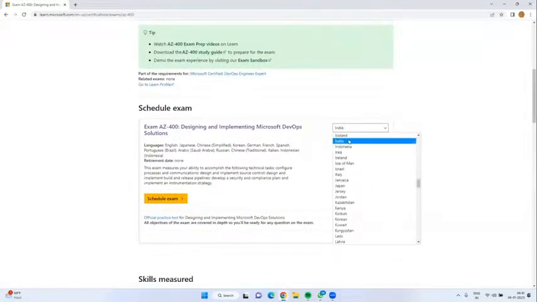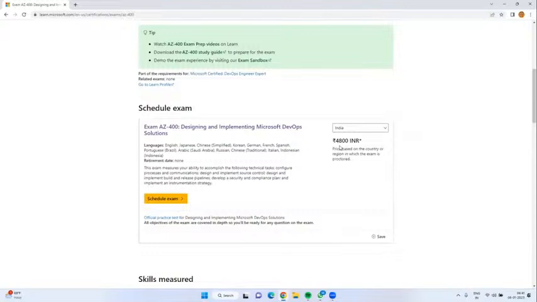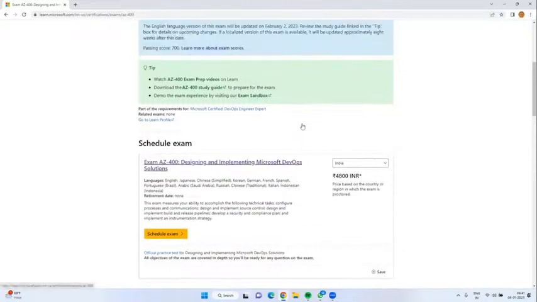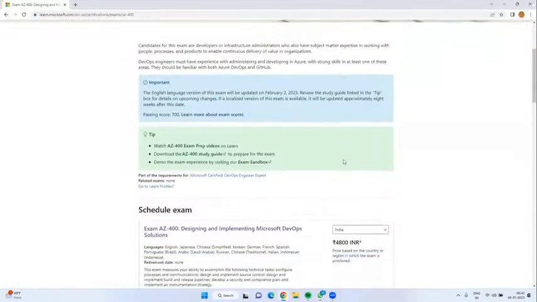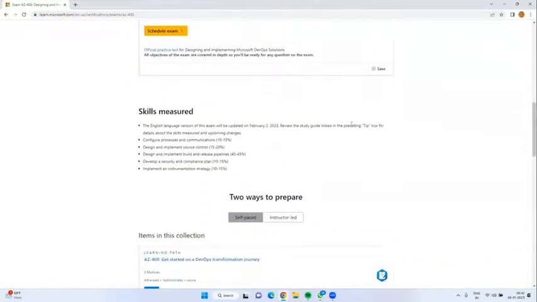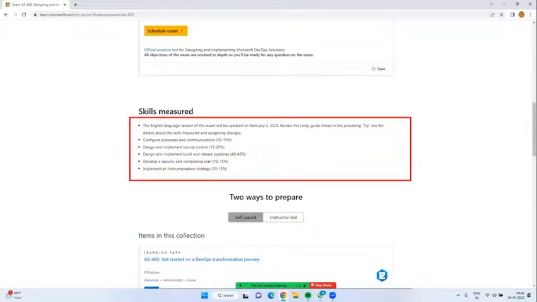If we convert it into Indian currency, that is 4,800 rupees, and including GST and all, it will go to 6,000. So this is the certification paper, and this is the syllabus. What is it saying?